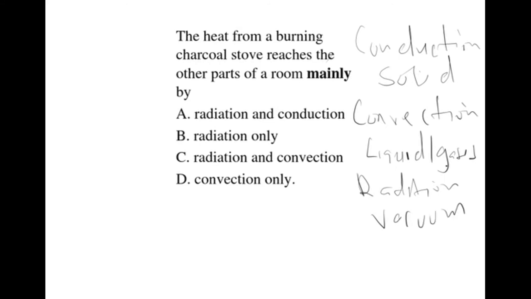Therefore, since this is a charcoal stove that was placed in a room, the heat has to travel to every corner or every part of the room through different ways. It could not be a solid because in that room there were no solids, so there was no conduction involved. So the two methods that were involved were convection, because there was gas in the room, and radiation. When you talk of convection, convection usually takes place upward.